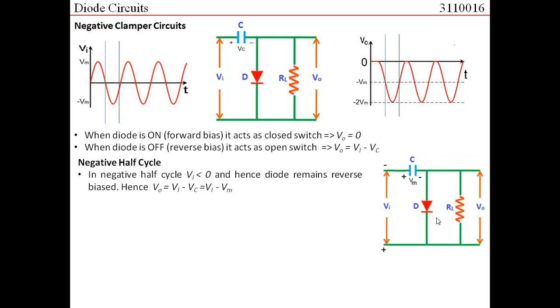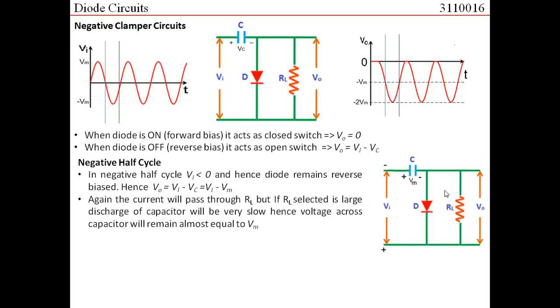Again, we can say that there would certainly be some current flowing here, but the value of the current would be very less, considering that the value of RL is very large, the time constant is very large, and hence the capacitor would discharge at a very slow rate, and we can assume that the voltage across the capacitor remains almost constant, equal to Vm. This is something which is very critical for clamper circuits. The value of the resistor that you are supposed to take should be very large, so that the discharging of the capacitor is relatively very slow.